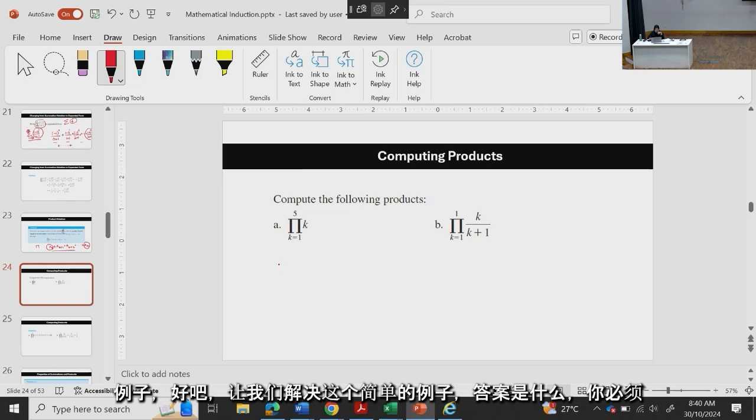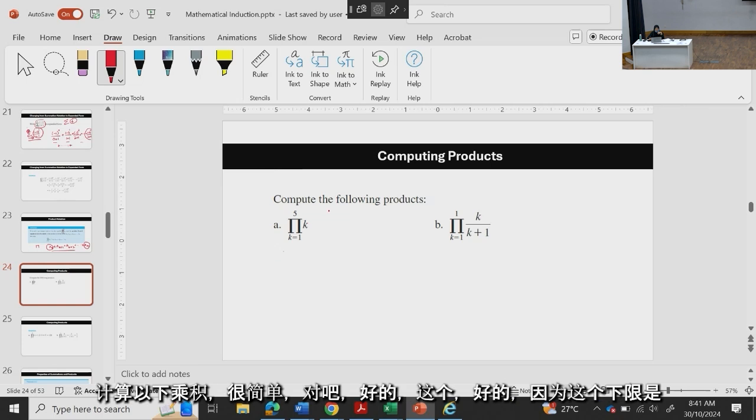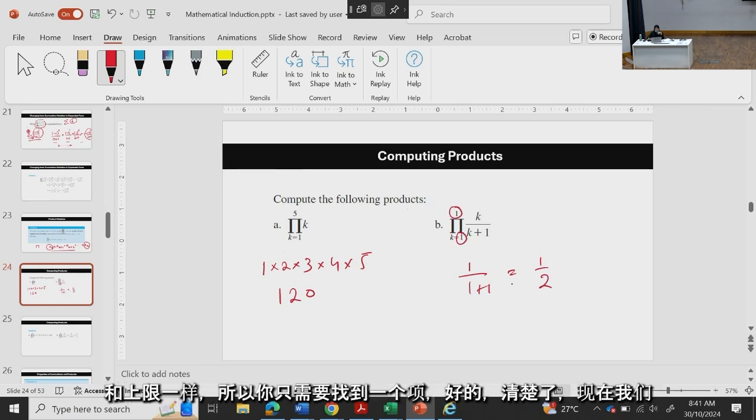Okay, let's solve this simple example. What will be the answer for this? You have to compute the following products. So, simple, right? Okay, this one. Because this lower limit is the same as upper limit, you need to find only one term. All right, clear?